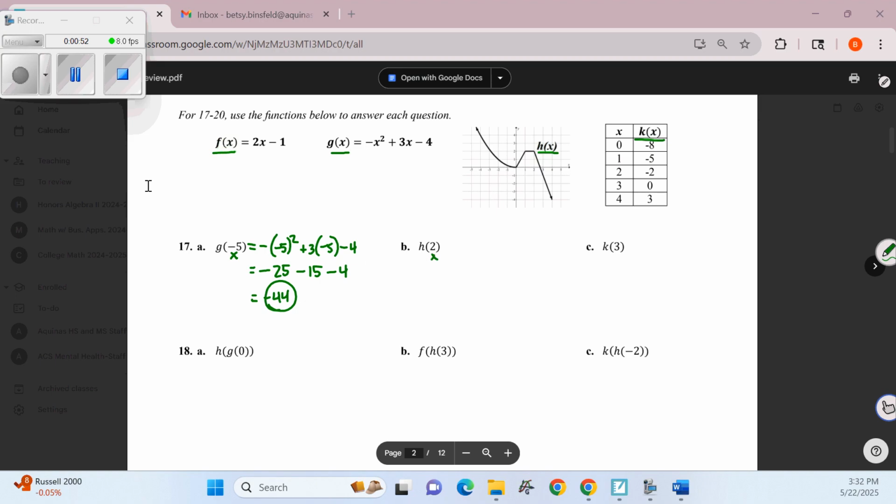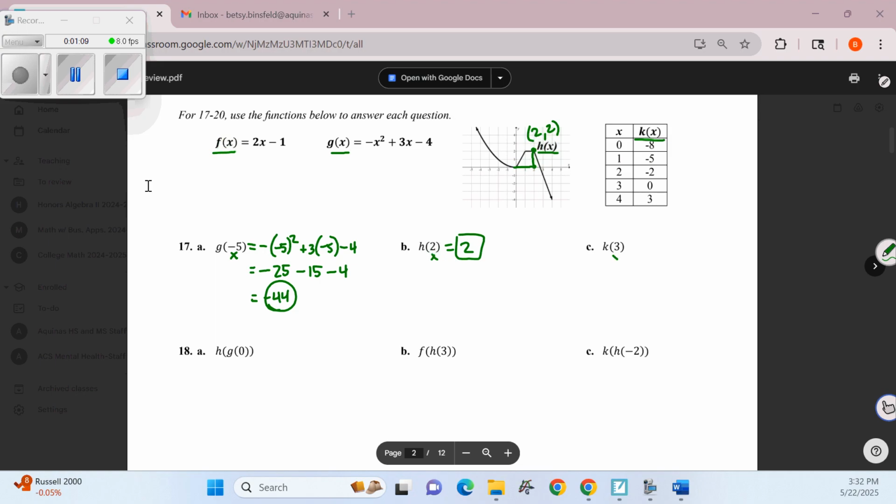Part B, H of 2. Again, 2 is an X value. So we follow it across until we get to an X value of 2, follow it up to the graph. The ordered pair 2, 2 is on the graph. So the 2 X value maps to a 2 Y value.